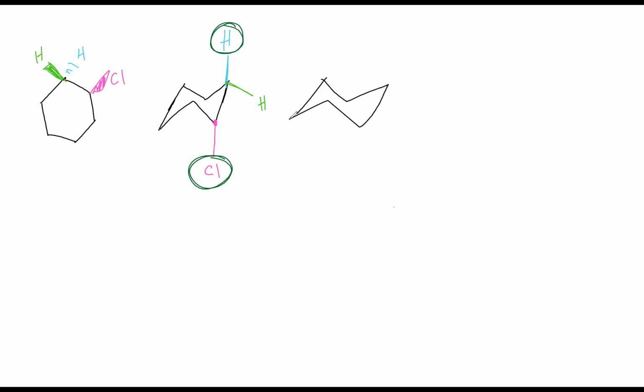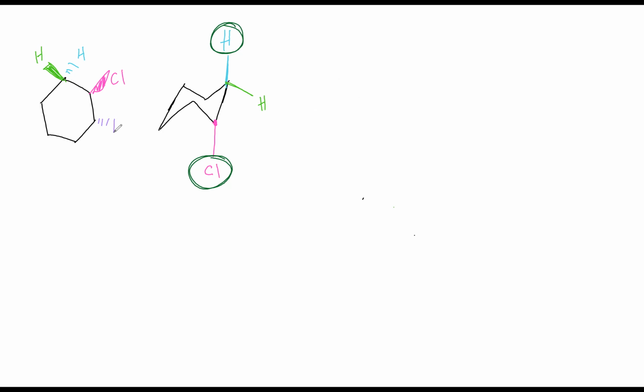If I had my chlorine equatorial up and my hydrogen, I don't know, equatorial down, we can't do that elimination. We have to have them in the axial position. But what's more important is they sort of have to be trans to each other. They have to be pointed in opposite directions. So for example, let's say I had just a methyl group right here.